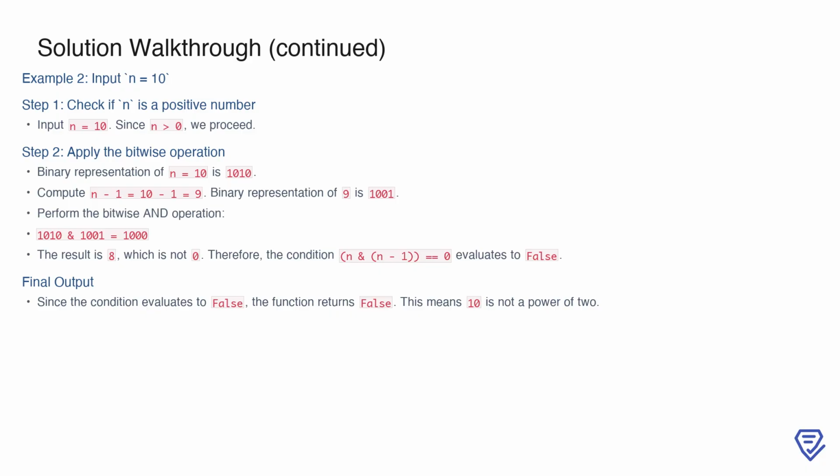Now, let's analyze the input n equals 10. As before, we start by checking if the number is positive. Since n is greater than 0, we move forward. The binary representation of 10 is 1010. Subtracting 1 from 10 gives 9, which in binary is 1001. Performing the bitwise AND operation between 1010 and 1001 gives the result 1000. This result is not 0, so the condition n & (n-1) equals 0 evaluates to false. As a result, the function determines that 10 is not a power of 2 and returns false.